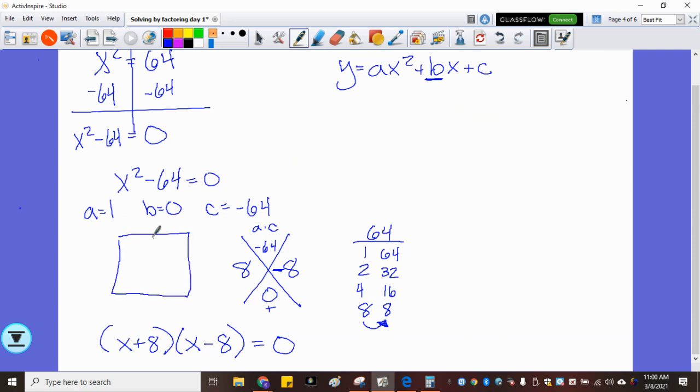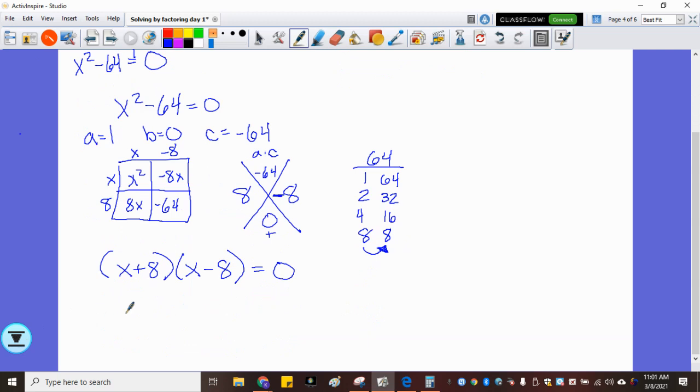Then we set both equal to 0 and solve. So x equals negative 8. x equals positive 8.